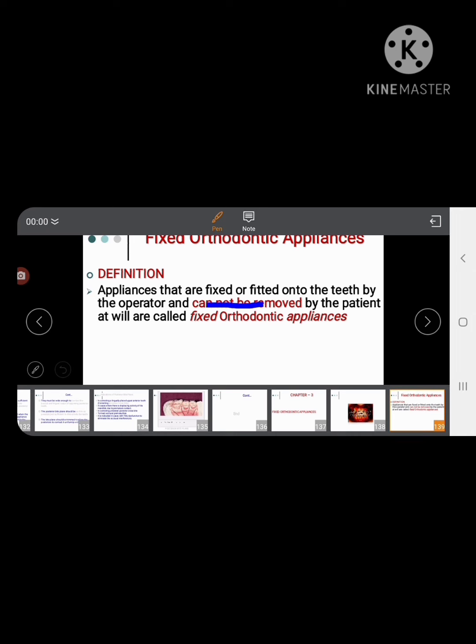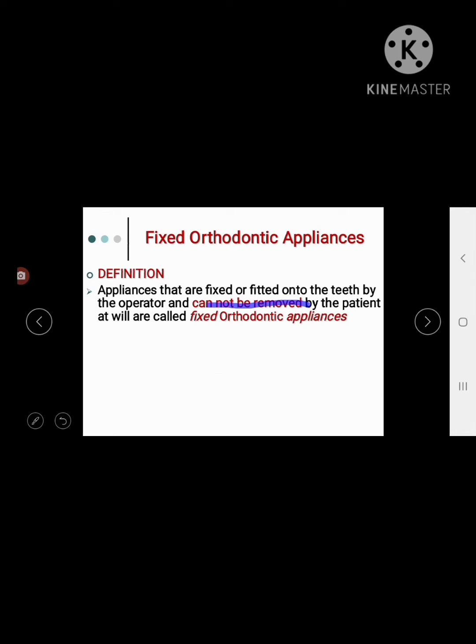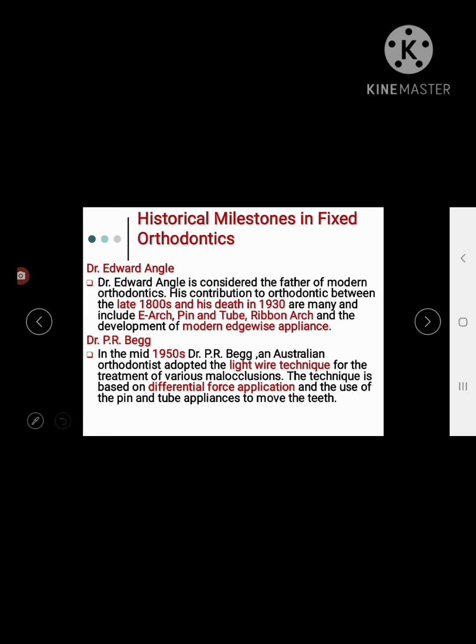So this is very important: it cannot be removed by the patient, and it is applied by the operator. We call it a fixed orthodontic appliance.